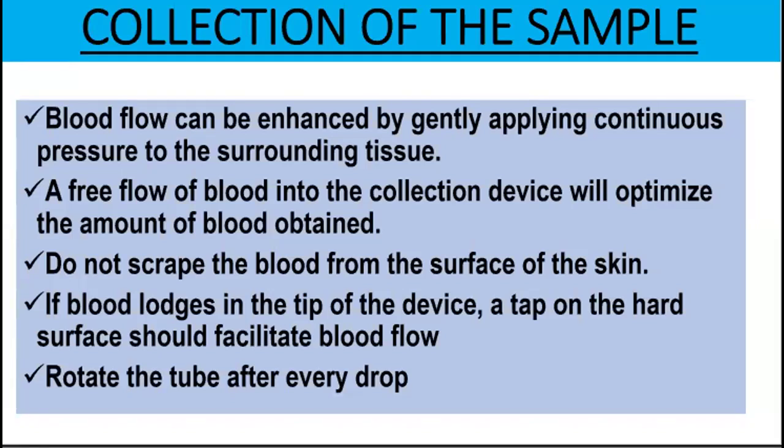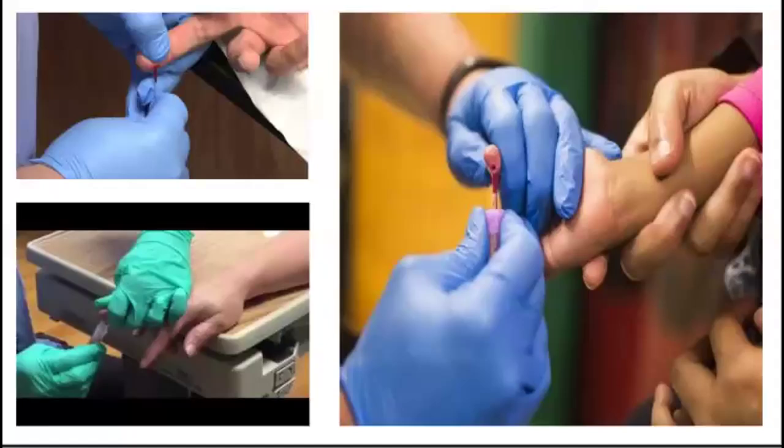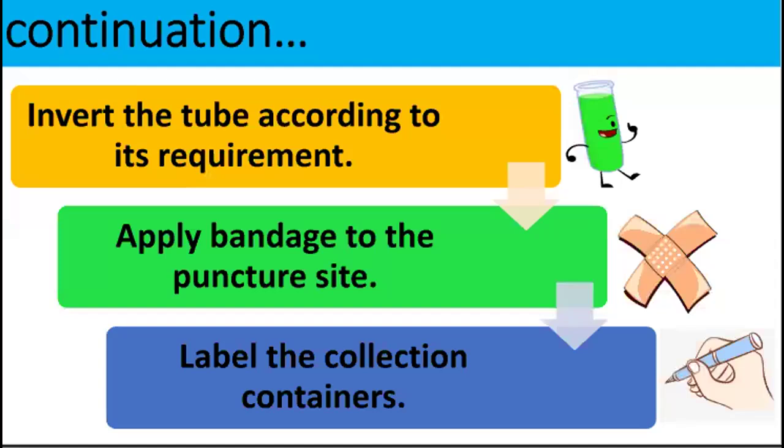Do not scrape the blood from the surface of the skin, and do not forget as well to follow the proper inversion. Just like our evacuated tube for our lavender top, it's 8 to 10 inversions for our lavender microcollect tubes. Just like in the picture, the puncture site must be facing downwards in order for us to facilitate proper blood collection. Continuing the procedure, follow the proper inversion, apply a bandage on the puncture site, and do not forget to label the collection containers.